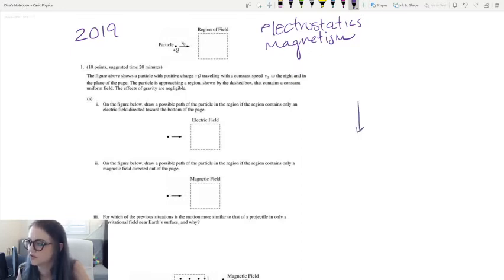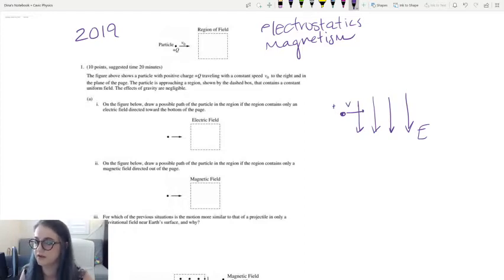So our electric field is going towards the bottom of the page, and our particle is positively charged. And we know that a positively charged particle will follow the field lines. If it was a negatively charged particle, it would go against the field lines. So basically, it's going to enter here with a velocity to the right, and our force is down. Remember, if it is a positive charge, the field and force are in the same direction for the electric field, and if it's a negative charge, its force will be in the opposite direction of the field.